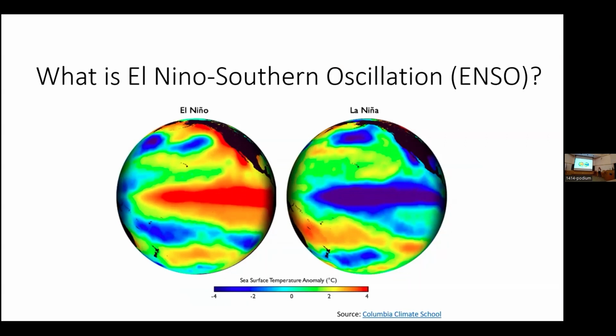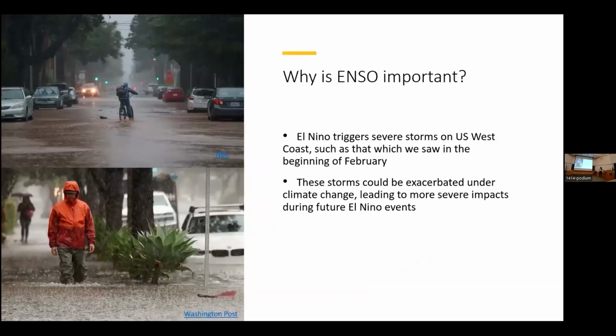And these sea surface temperature anomalies have impacts that reach all over the world. So the effects of El Niño-Southern Oscillation are not just confined to the equatorial Pacific. One of the impacts that we see is severe storms on the US West Coast, such as the rainstorms that we saw last month that canceled school.